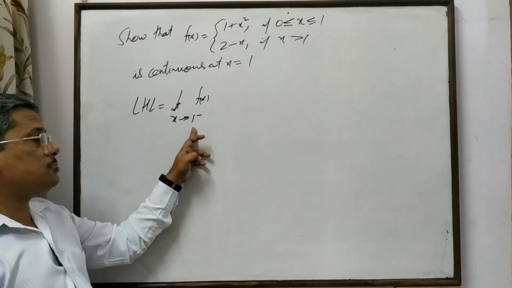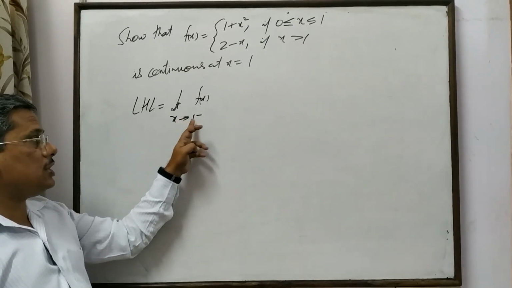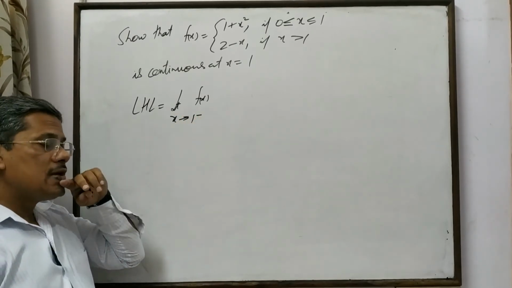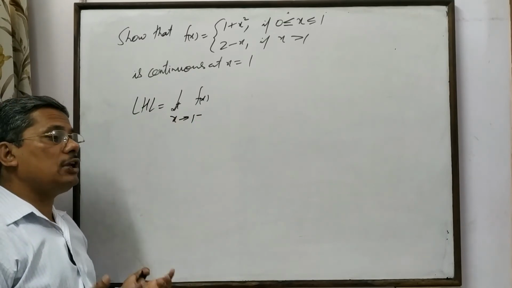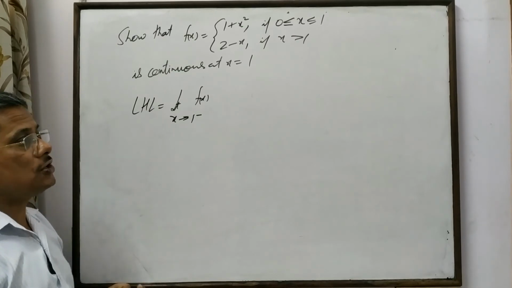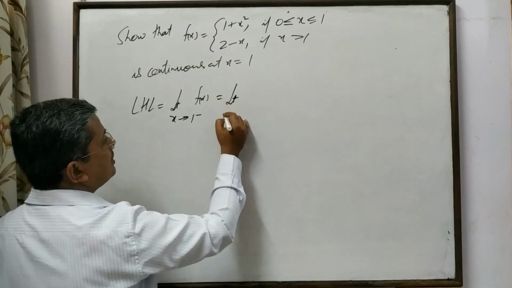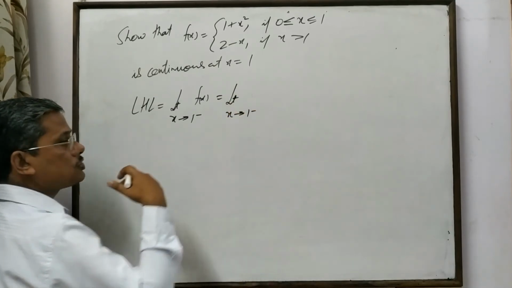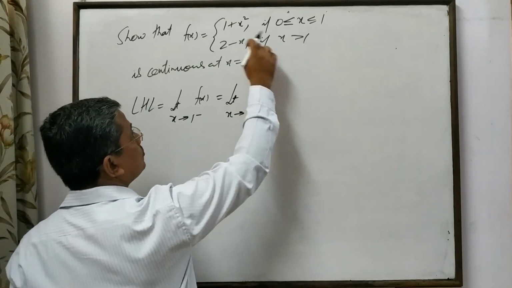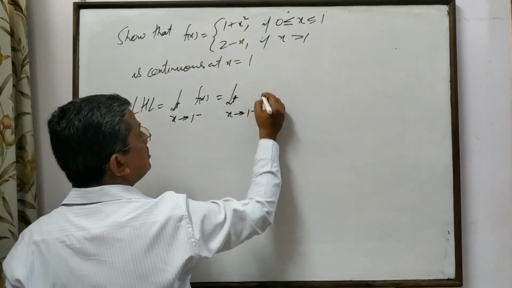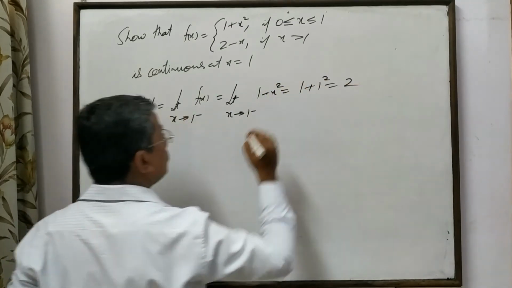Many students make a mistake: instead of writing it as 1 minus something, they put the value of x as minus 1, which is wrong. It is 1 minus something. So when you subtract something from 1, the value of x comes out to be less than 1. So when x is less than 1, the function is 1 plus x square. It is 1 plus 1 square, which is equal to 2.